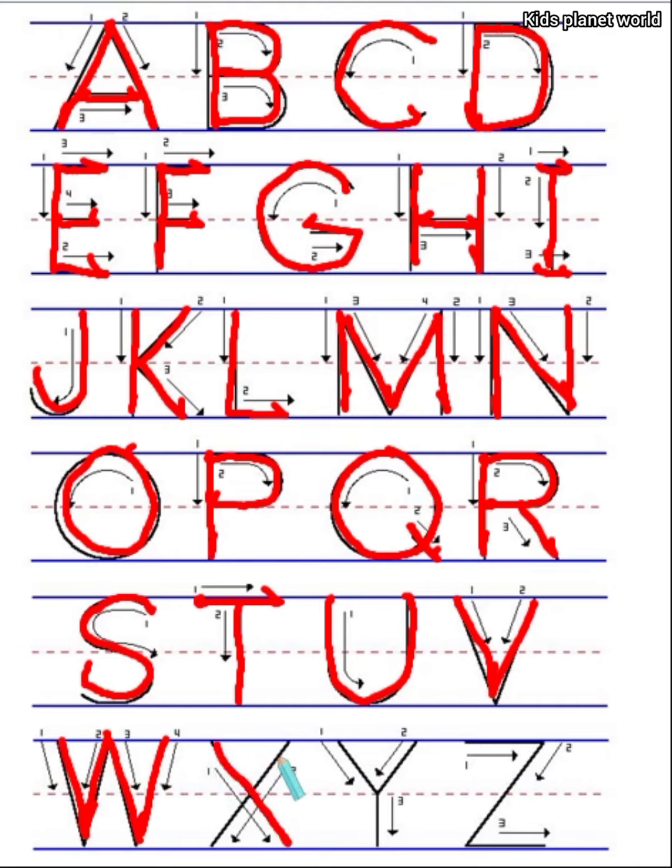1 and 2. For Y, you have to make slanting line, again half slanting line, and then standing line. For Z, make sleeping line, standing line, and then sleeping line.